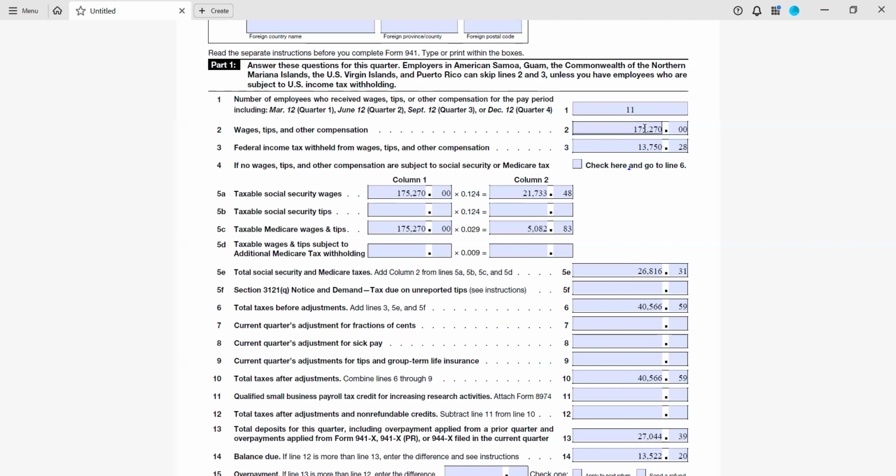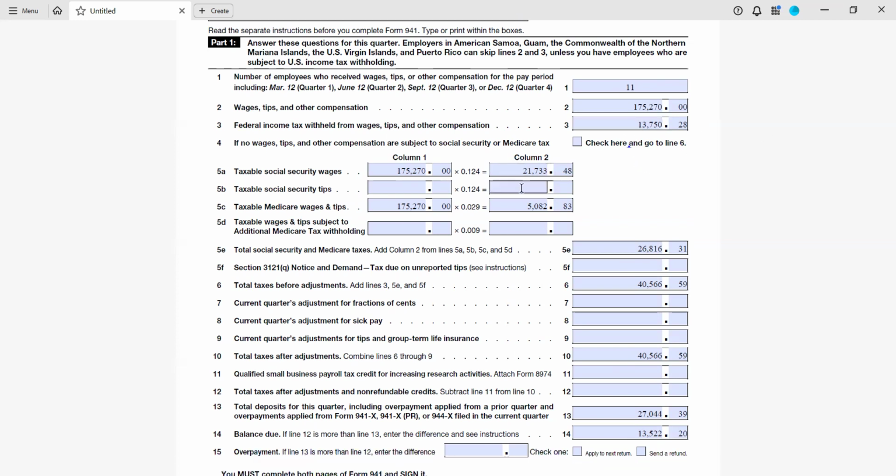The wages, tips, and other compensation was $175,270.00. And the amount of federal income tax withheld from wages is going to be $13,750.28. Now, this is the amount that your employees choose to have withheld when they fill out their W-4, right? Because when you put that W-4 information into your payroll calculator, it tells you how much should be withheld. Now, this is going to be federal only.